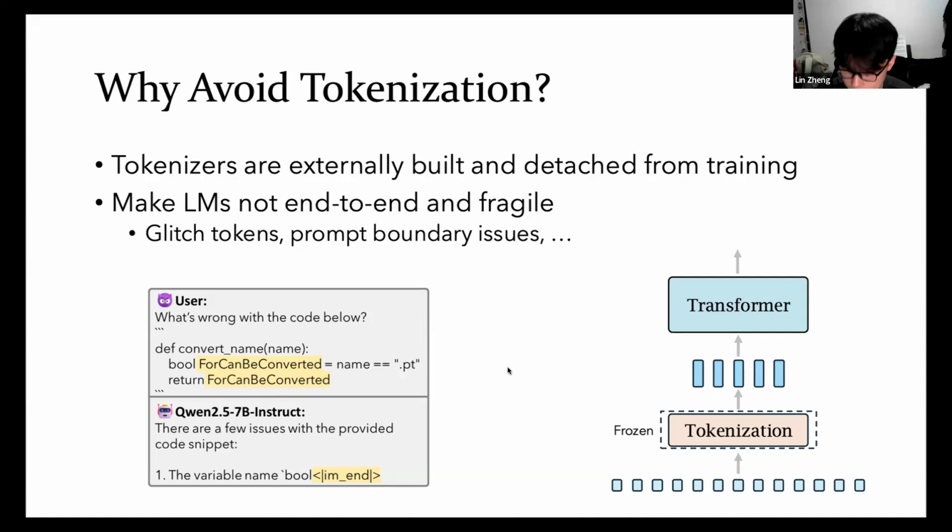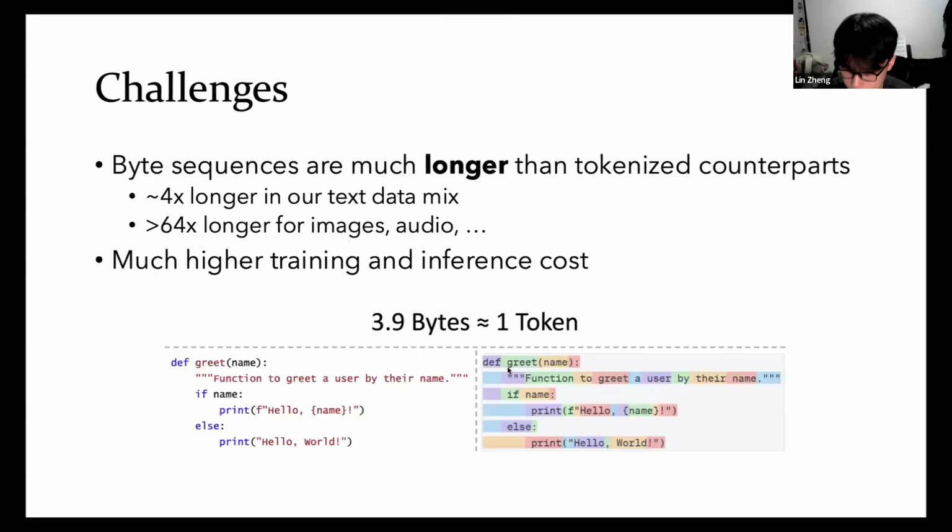We aim to address these issues, and the very simple workaround is very naive. It just operates on raw bytes without any tokenization. But the byte sequence is much longer than its tokenized counterpart, so this creates another challenge. We have to pay much more compute to alleviate this tokenization curse.